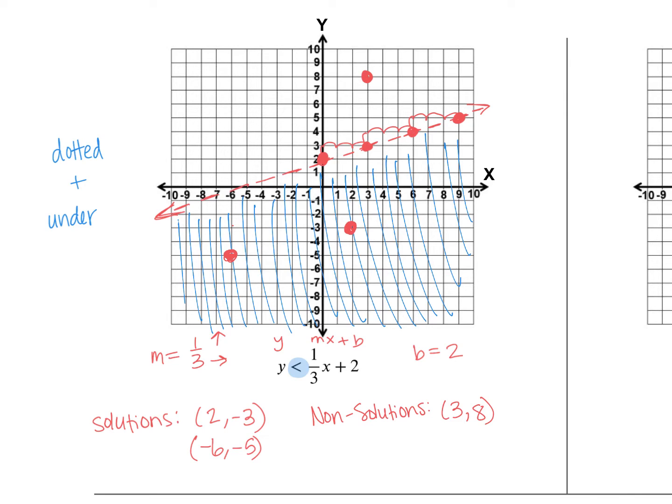And then I also want to point something out that's very important. So let's look at the coordinate (3, 3), right here. Now, this point is on the line, but since this is a dotted line, it is not a solution. It has to be a solid line for a coordinate or a point on the line to be a solution. So the coordinate (3, 3) is not a solution.